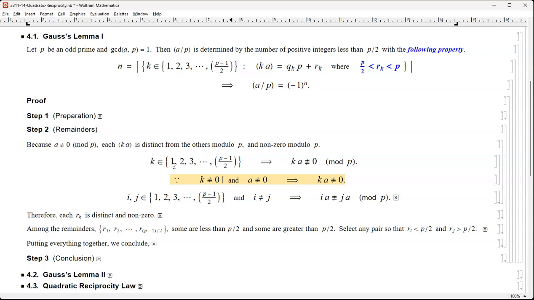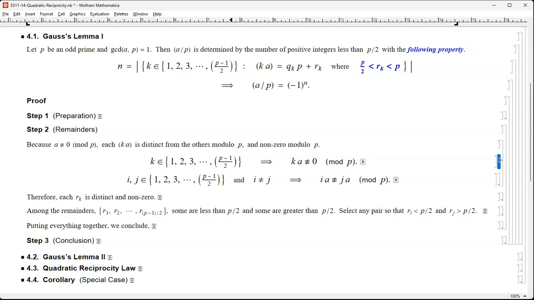k is selected from 1, 2, 3, 4 and so on, certainly less than p, so none of them is congruent to 0 mod p. So k is non-zero, a is non-zero, and p is prime. So multiply them all, we're going to get non-zero mod p. For modular composite, they may turn out to be 0, they may have some zero divisors, but for modulo p, that never happens. And deep down, we have Euclid's lemma.